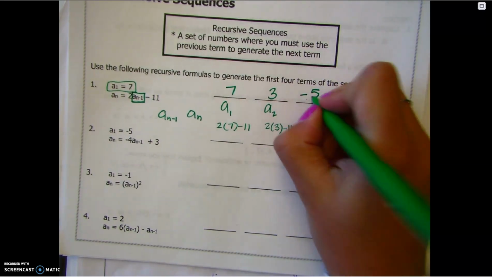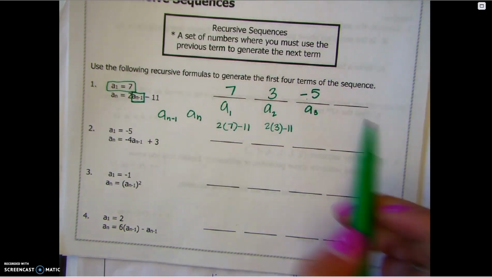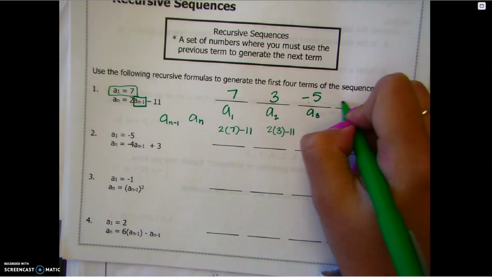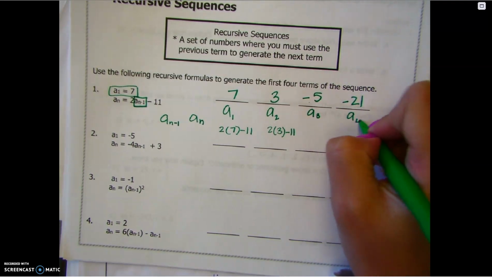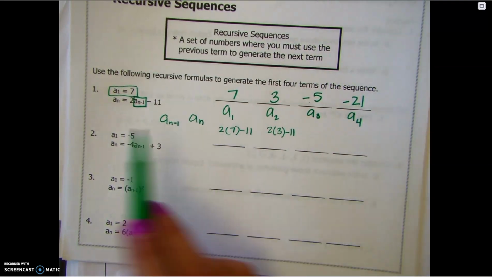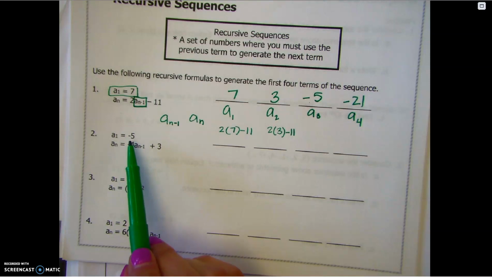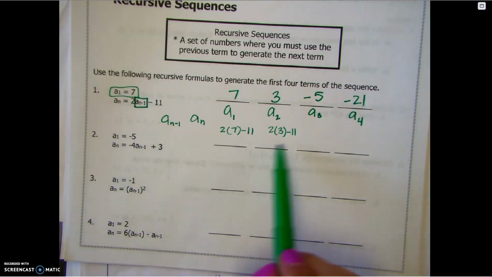It's negative 5. And I'll do the same thing. Take negative 5, multiply it by 2, subtract 11, and I get negative 21. So that would be a sub 4. So I kind of use the first term and the term before to get the other terms. So in this formula, you're kind of using the first term and then using the formula to get the next ones.